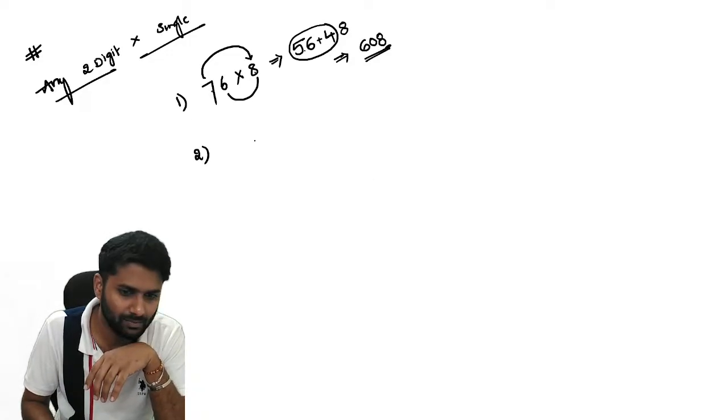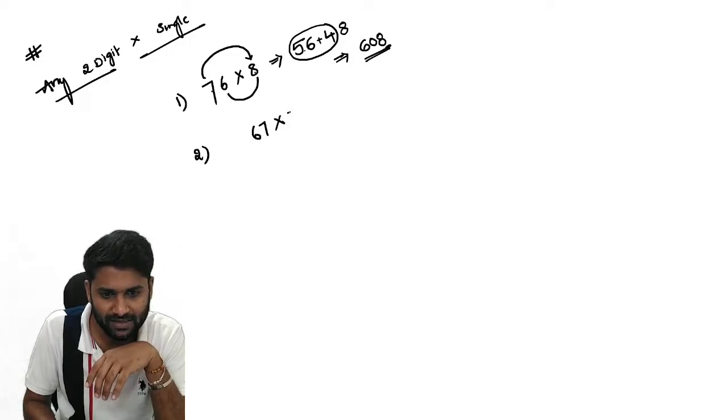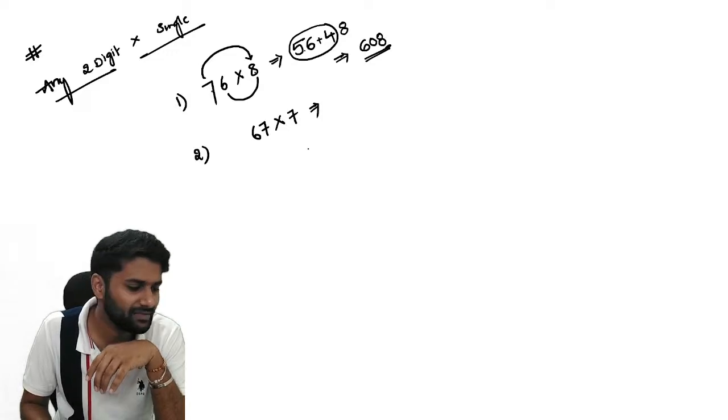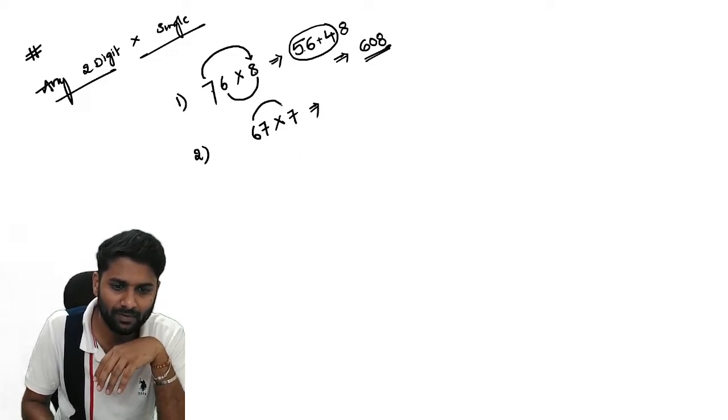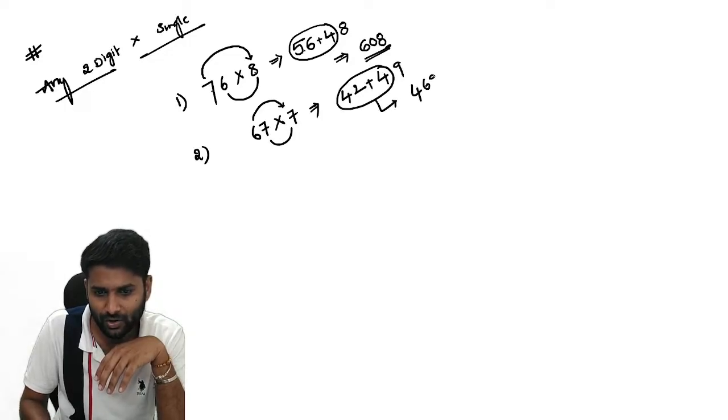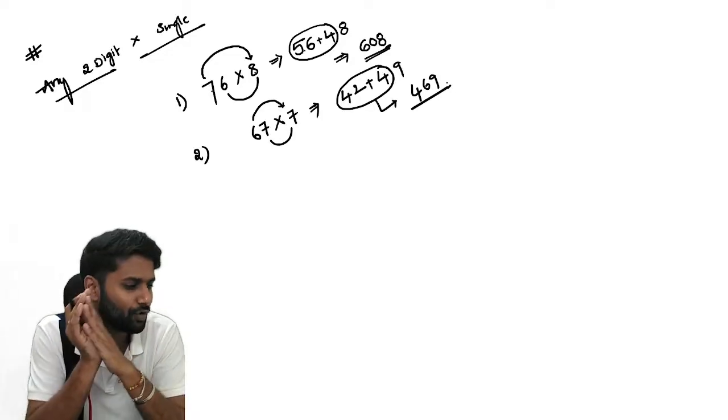Let's take another example. If 67 is multiplied with 7, step number 1: multiply these two numbers. 6 into 7 is 42. 7 into 7 is 49. And I told you, now you just add these numbers. 42 plus 4 is 46, and you have to write 9 as it is. It's 469.